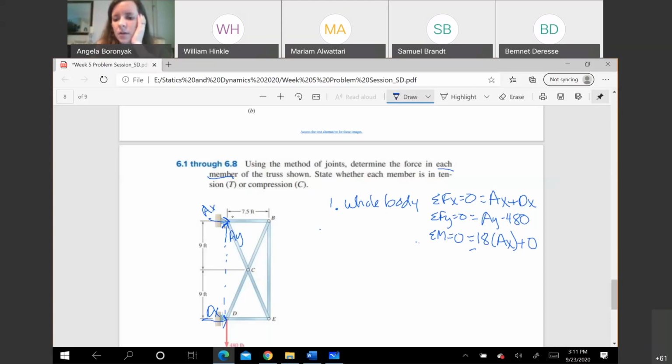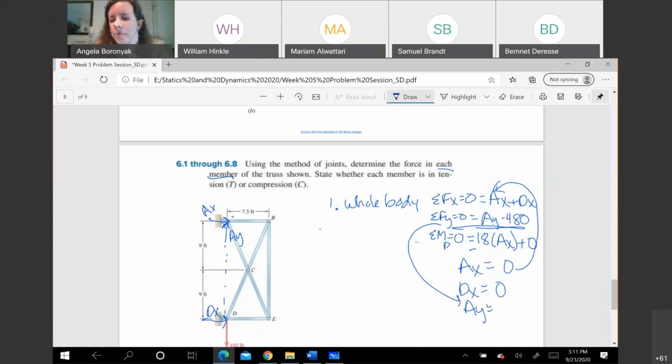So now I can go back to here. What does the sum of moments at D have to equal? So 0. Okay. Ay minus 480 equals 0, so Ay equals 480. Okay, that got me all my external forces. Yay. Now I get to look internally by doing joints.